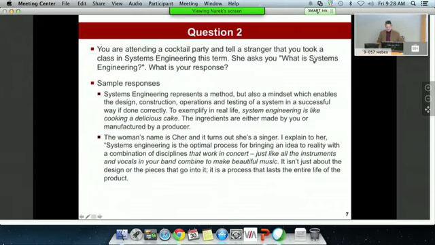So the first one here is, okay, system engineering represents a method but also a mindset that enables the design and so forth of successful systems. But systems engineering is like cooking a delicious cake, okay? So it's like cooking a delicious recipe. You've got your ingredients, which is your part numbers, or your parts, right?